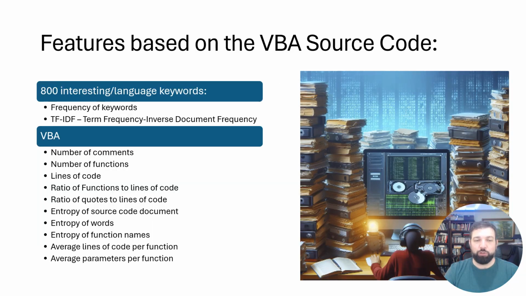In terms of features, I did what most people might think of, which is look at file names, or look at the entropy of variable names, or the entropy of function names, or the number of functions in a file, or the entropy of the whole file. But more so, I used 800 interesting language keywords. And I counted those, so basically the frequency of those words in the document, but I also used the term frequency inverse document frequency. Basically, how rare are these keywords?